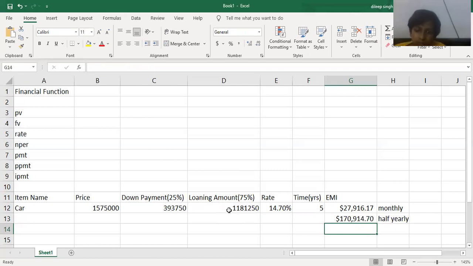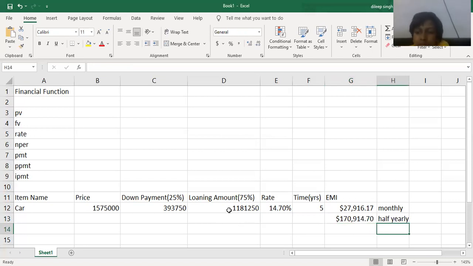That is 1,70,960 rupees you have to pay after 6 months. Okay, every 6 months you have to pay 1,70,914 rupees 70 paise. Okay, per half yearly.